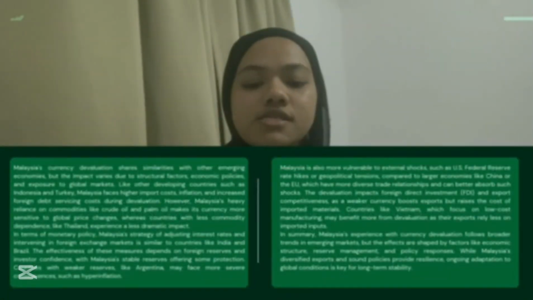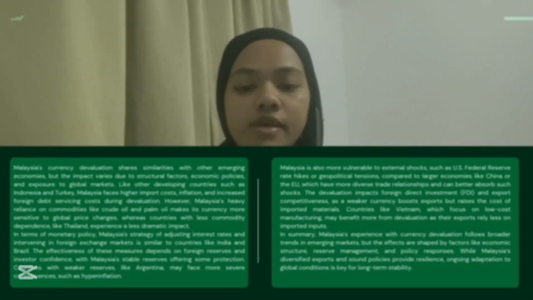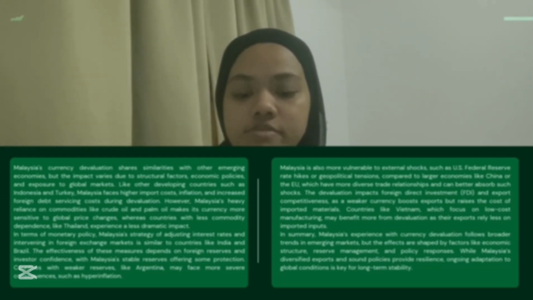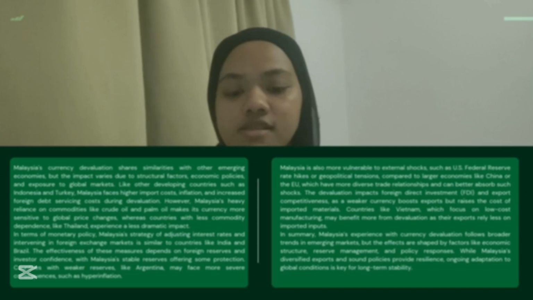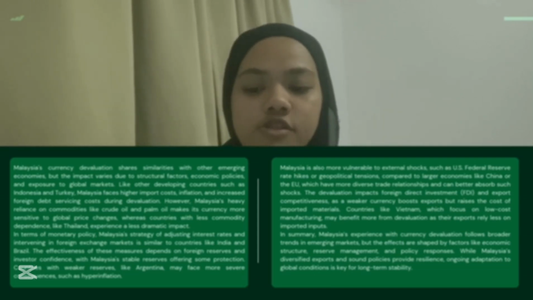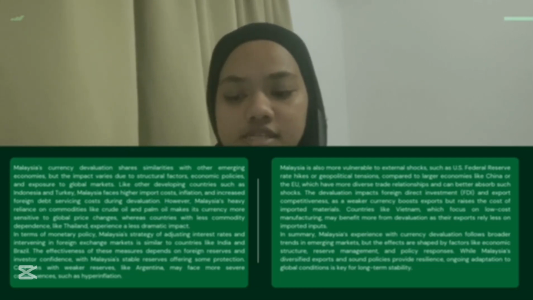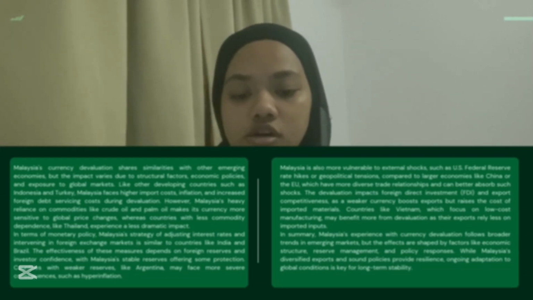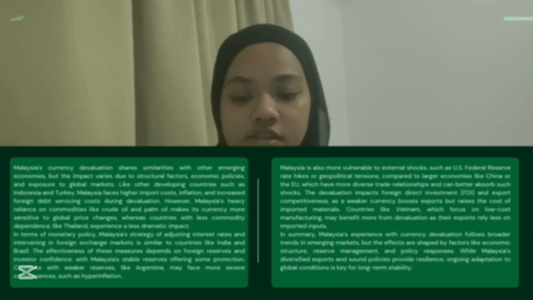So the last one is the impact comparing Malaysia's currency devaluation to other economies. Malaysia's devaluation shares similarities with other emerging economies, but the impact varies due to structural factors, economic policy and exposure to global markets. Like other developing countries such as Indonesia and Turkey, Malaysia faced higher import costs, inflation and increased foreign debt servicing costs during devaluation.